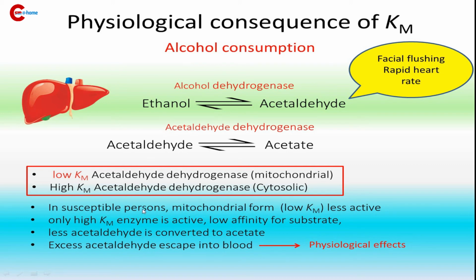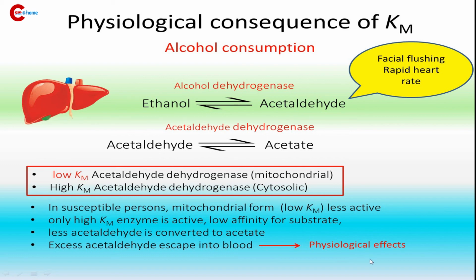In a susceptible person, the mitochondrial form, which has low Km, is less active. They have only the high Km enzyme, the high Km acetaldehyde dehydrogenase, which is cytosolic and has low affinity for substrate. Which is the substrate here? Acetaldehyde. So this high Km enzyme has low affinity for the substrate. That's why less acetaldehyde is converted into acetate, resulting in an excess amount of acetaldehyde in the blood. And this causes the physiological effects.